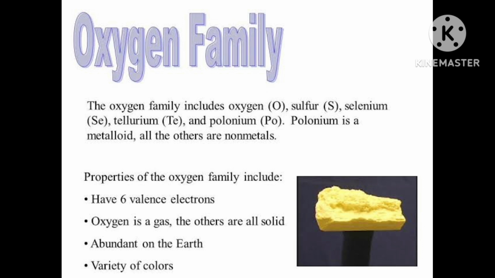Oxygen is the most abundant of all the elements on Earth. Oxygen forms about 46.6% by mass of the Earth's crust. If you consider the Earth's crust, then 46.6% by mass is oxygen. But in air it is around 21%, 20.8%.